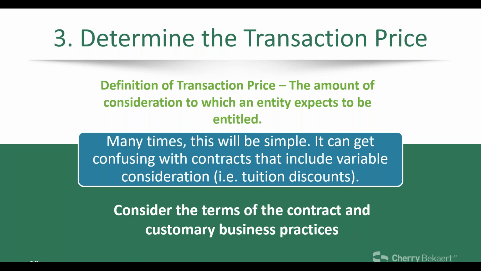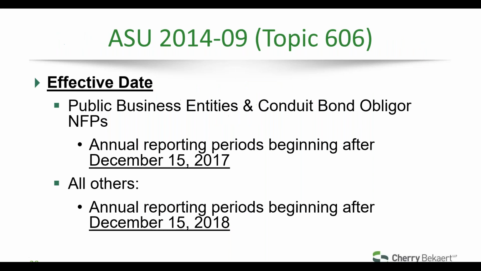The transaction price. Many times this is very simple. A lot of contracts will have stipulated amounts in there. What may get tricky, however, is how do you allocate the price if it's not clearly delineated in the contract to each one of the performance obligations. So that is something that will require maybe some assessment if your contracts don't identify specific transaction prices that are aligned with the performance obligations.